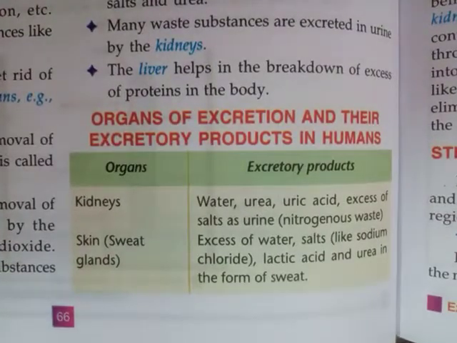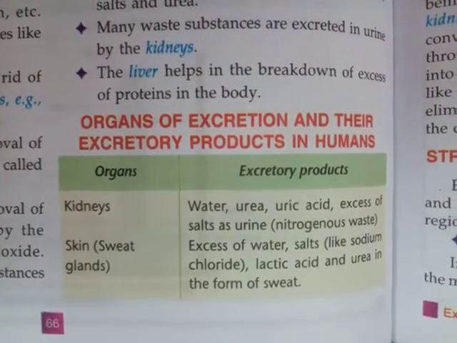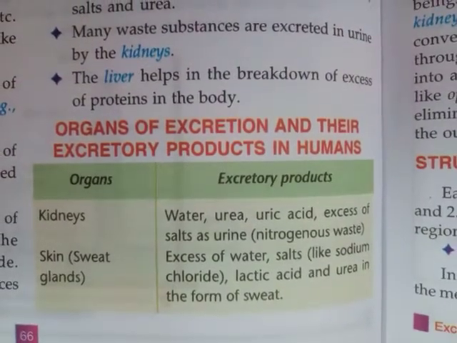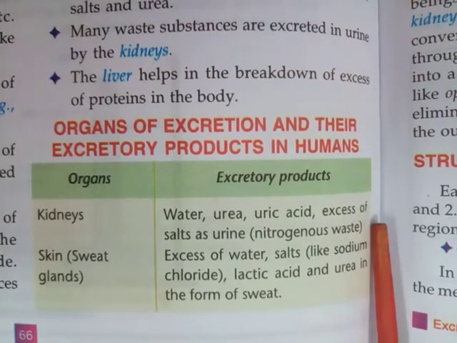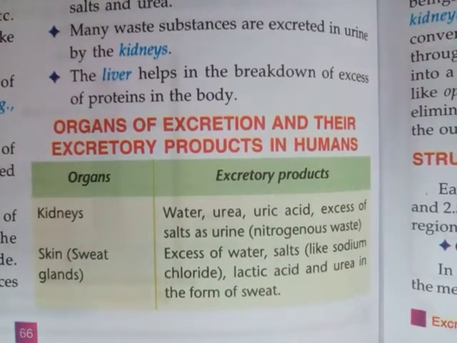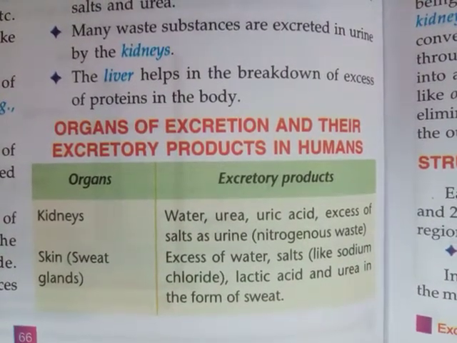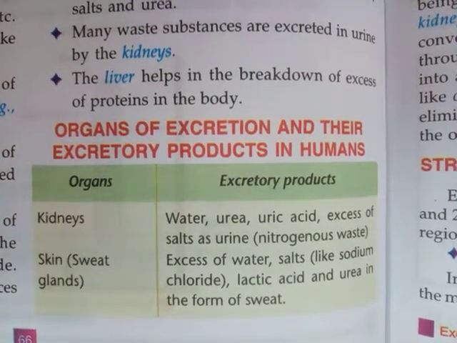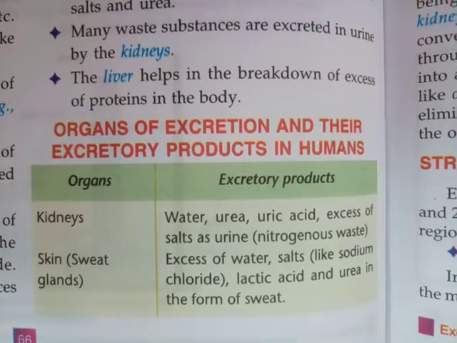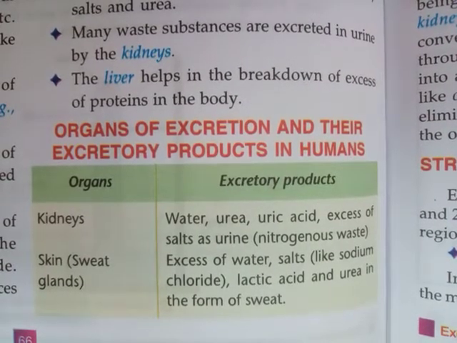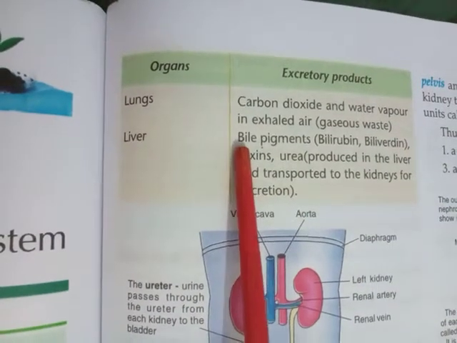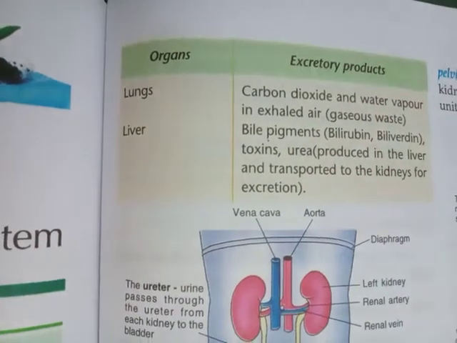Next is organs of excretion and their excretory products in humans. The main organs of excretion are kidneys, skin, lungs and liver. Kidneys remove water, urea, uric acid, and excess salts as urine or nitrogenous wastes. Skin removes excess water, salts like sodium chloride, that is NaCl, lactic acid and a very small amount of urea in the form of sweat. Next, lungs: carbon dioxide and water vapor in exhaled air, gaseous waste, are removed through our lungs.